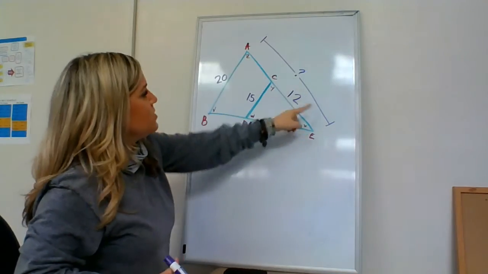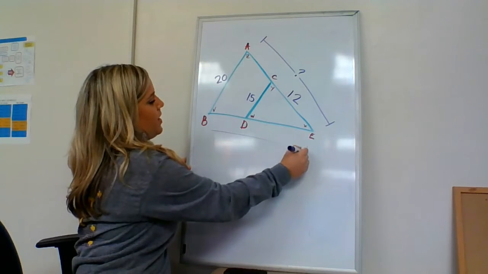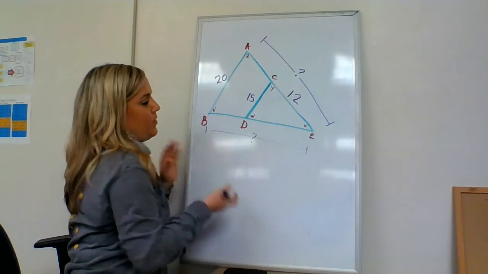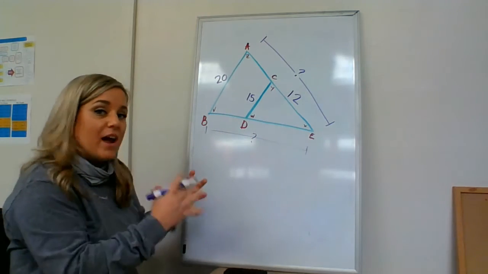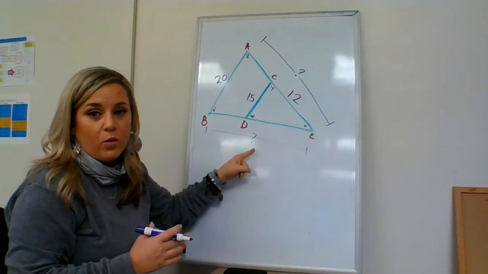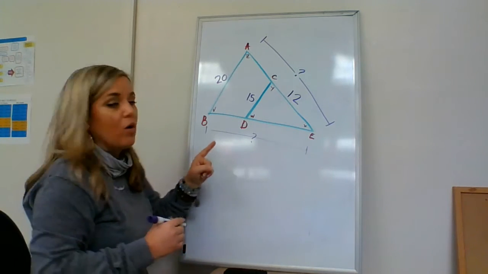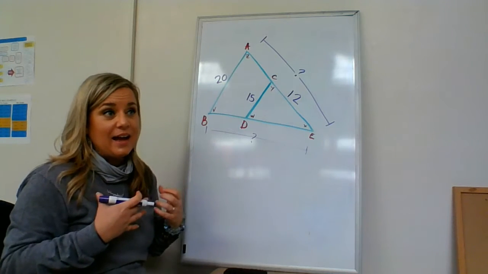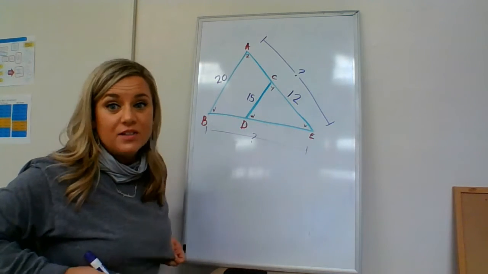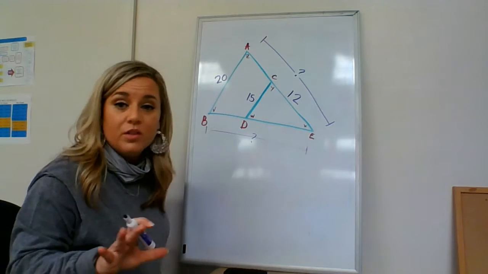So if this side is a question mark, we don't know what this side is. Now we've got to set up a proportion because we want to find out what the question mark is. Personally, and I'm different than all of y'all, you could do it this way or you don't have to.